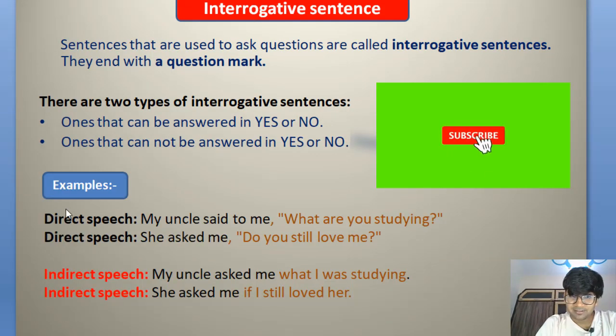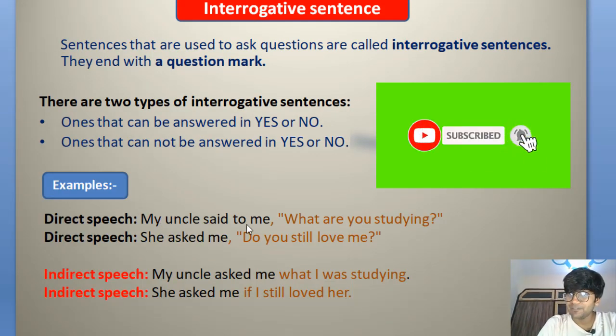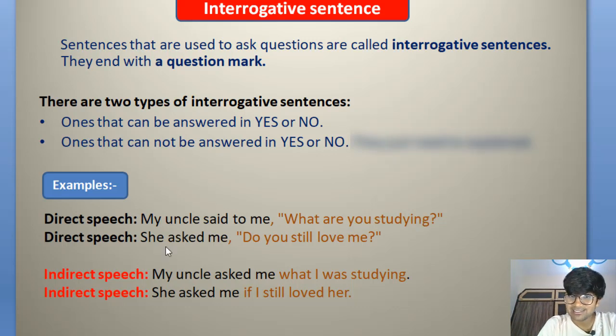All right, let me show you some examples. Direct speech. My uncle said to me, "What are you studying?" So this is the reporting speech. You are saying it. You're not the speaker. These are your words.